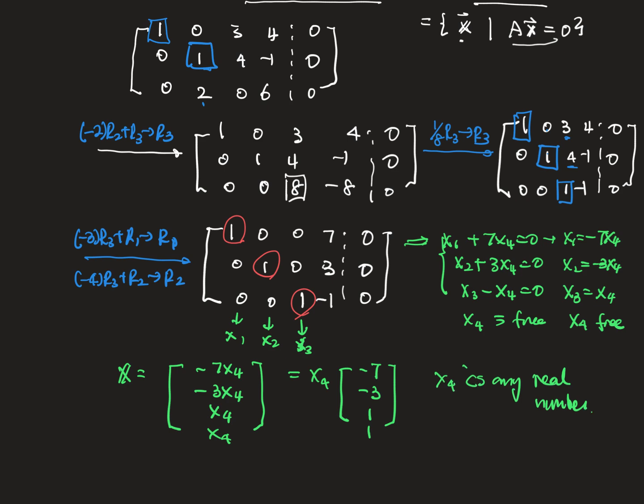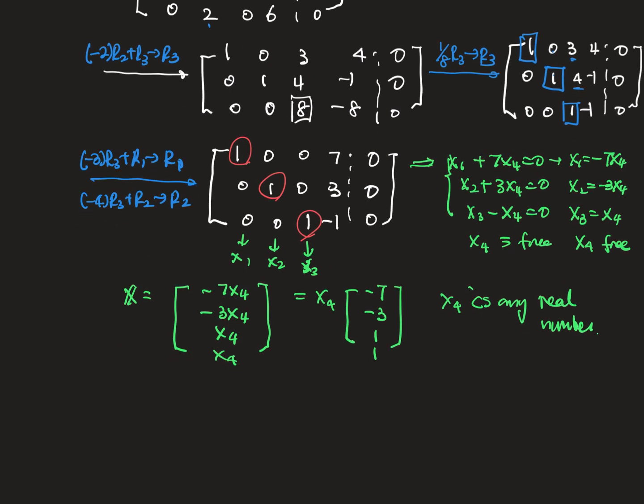So can you find a non-zero vector in the null space? You can pick any one. x4 can be 1, 2, whatever. So I'm going to pick x4 is 1. So this one is negative 7, negative 3, 1, 1. That should be in the null space of A. Guys, make sense? Basically, with the null space and column space, you have to understand the definition of each space.